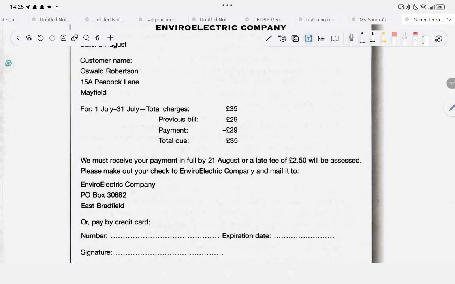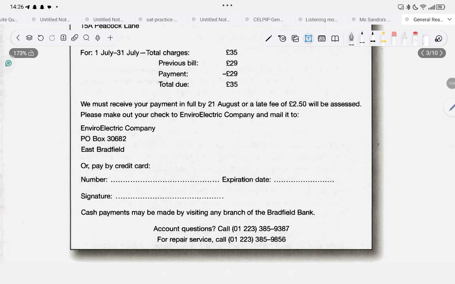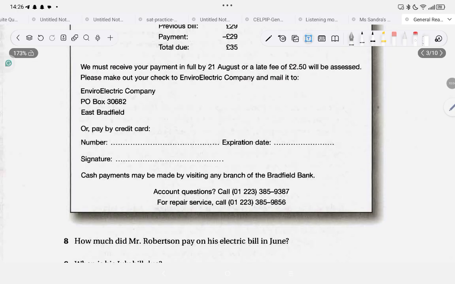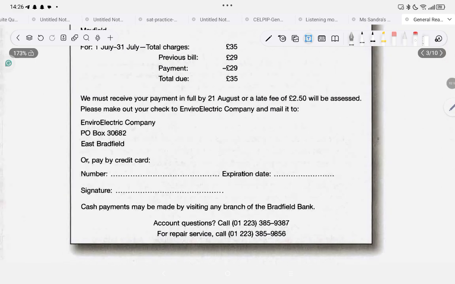Please make out your check to Enviro Electric Company and mail it to Enviro Electric Company, PO Box 3682, East Bradfield, or pay by credit card. So you have to fill out the three spaces there: the number for the credit card, the expiration date, and the signature. Oh, you don't want to fill that. It's just a space there.